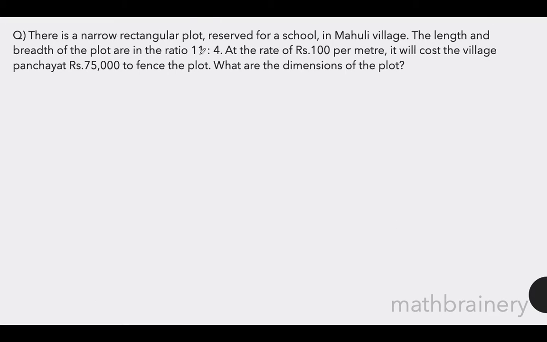There is a narrow rectangular plot reserved for a school in Mahuli village. The length and breadth of the plot are in the ratio 11:4. At the rate of 100 rupees per meter, it will cost the village panchayat 75,000 rupees to fence the plot. What are the dimensions of the plot? So there is a rectangular plot. Okay. What is given? The length and breadth are in the ratio 11:4. So length is to breadth is in the ratio 11:4.